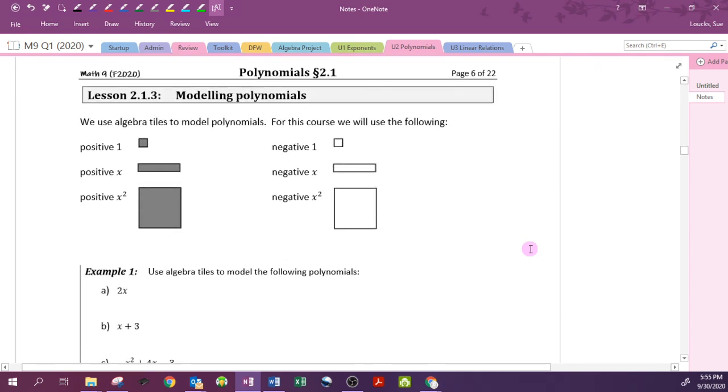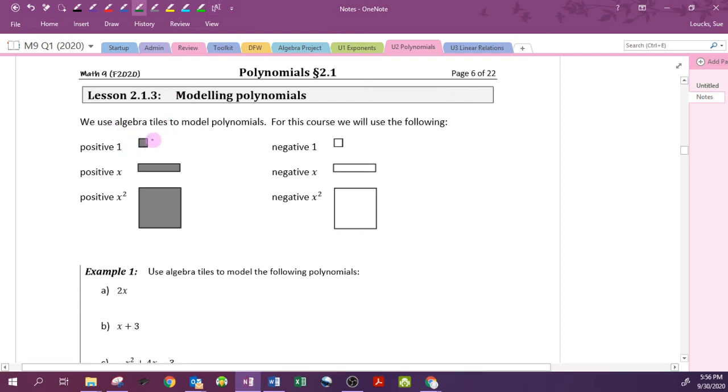Okay, welcome back. Now we are going to look at algebra tiles. We're going to use algebra tiles to model polynomials. I will be giving you in class cardstock that you can cut out to make your own polynomials. We usually use manipulatives in class, but I think with COVID, that's just not going to be a thing. So we'll give you your own and you can cut them out. Okay. So we have 3 shapes.